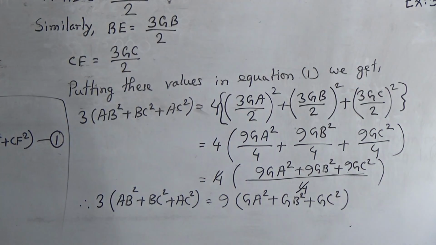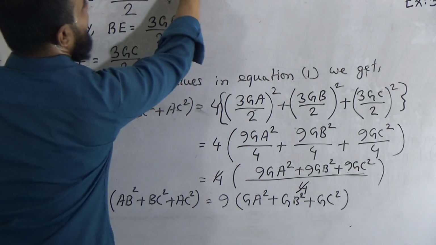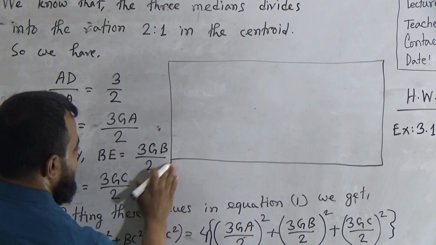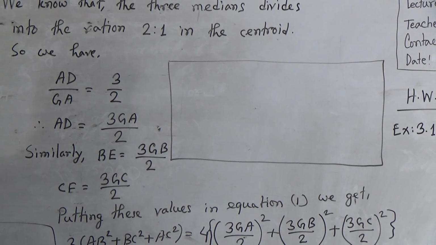From this equation, my dear students, I need to write the next line here because I have no space in the bottom. This 3 we need to omit, because we need to prove that AB square plus BC square plus AC square is equal to 3 into (GA square plus GB square plus GC square). That is why we don't need this 3 on the left side, so we can omit it.